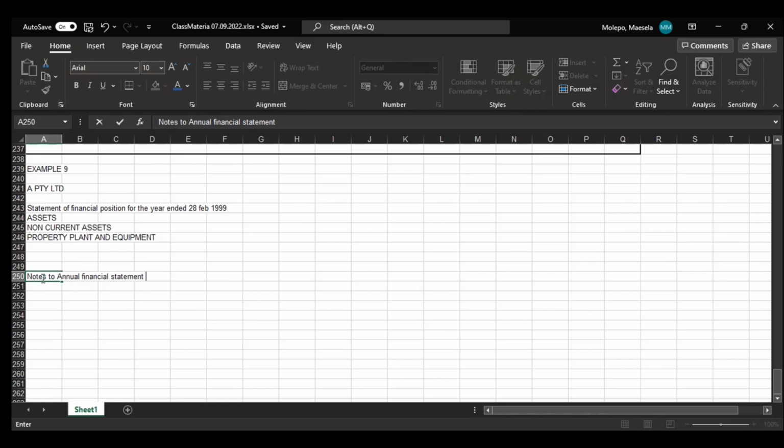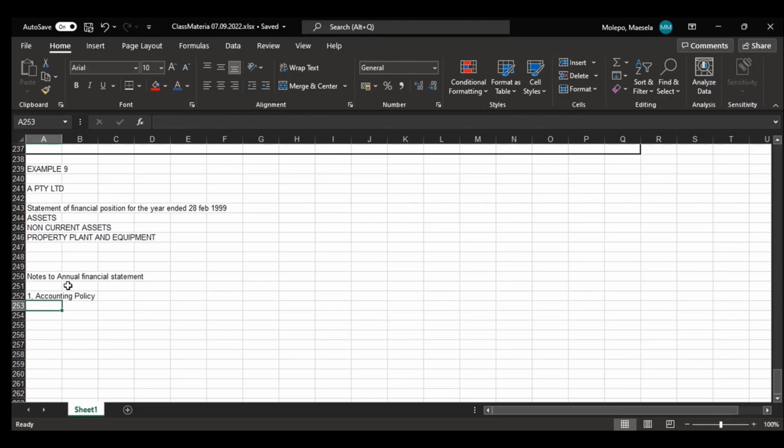Normally the accounting policy is not required in most cases, so don't bother about it. Mostly we've got one for the accounting policy. Suppose they want it, it's just free marks. You just mention that you depreciate the assets according to the policy. It's just a statement.